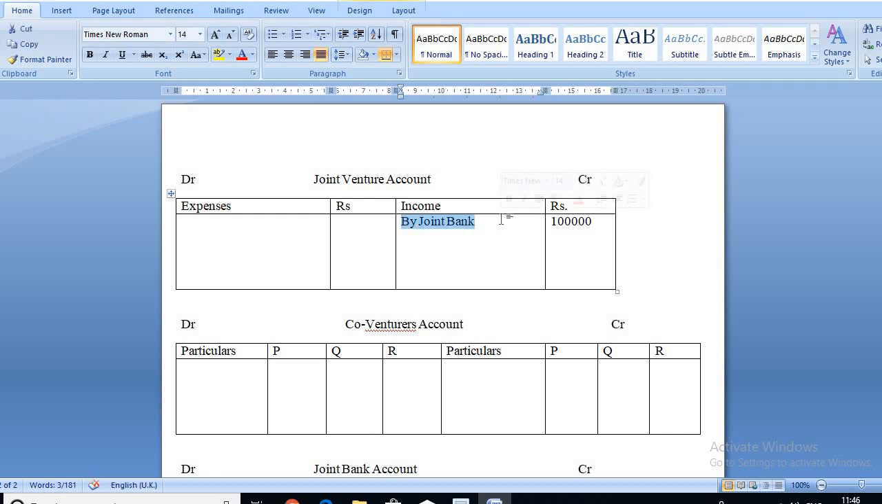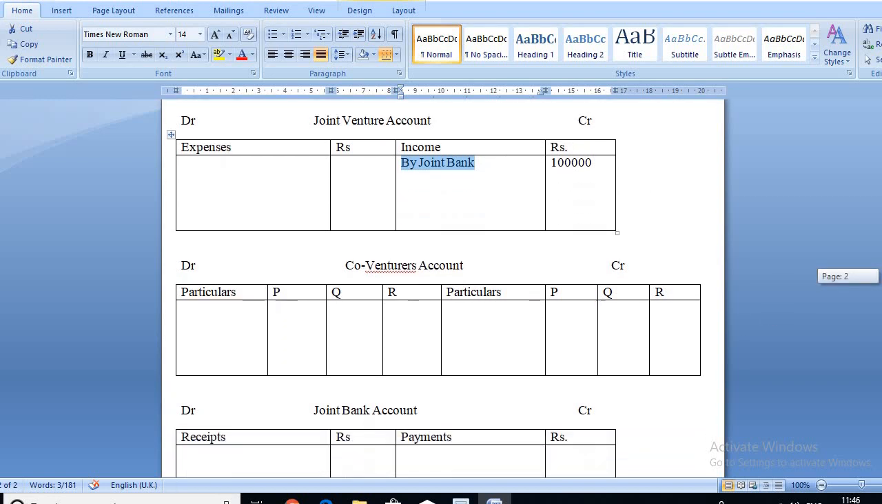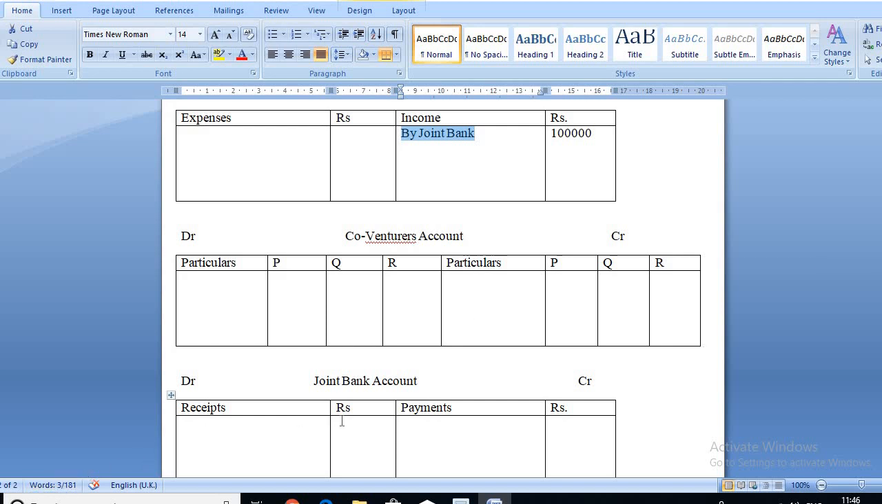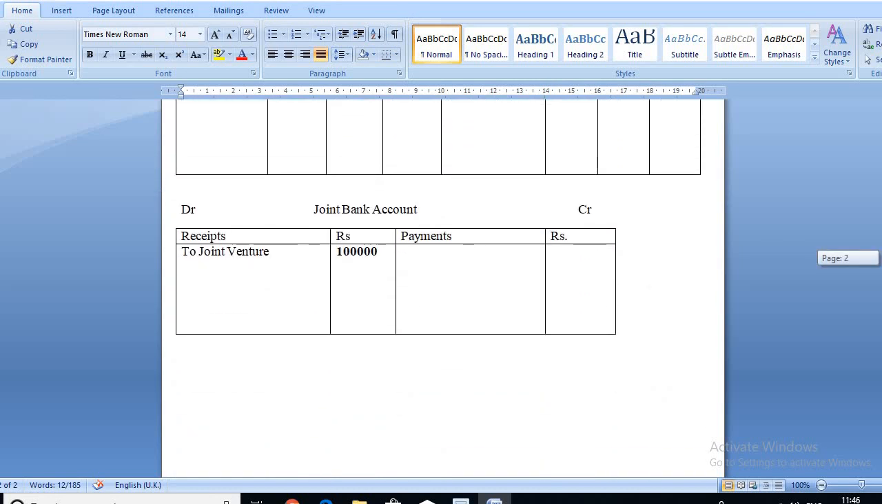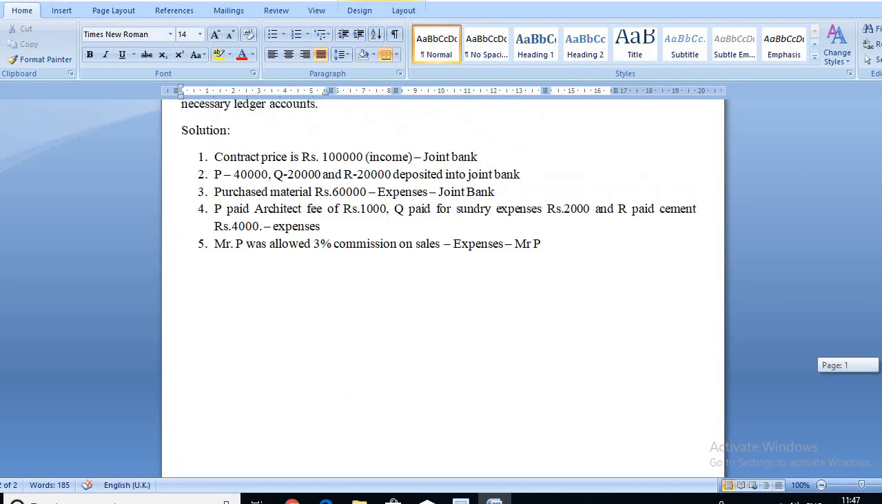Now the same transaction should be treated on the debit side, where in joint bank account, on the debit side, 1 lakh rupees, to joint venture, because joint bank account is credited in joint venture. So that's why in joint bank account, 1 lakh rupees is debited. The name is given joint venture account. So first transaction is over.